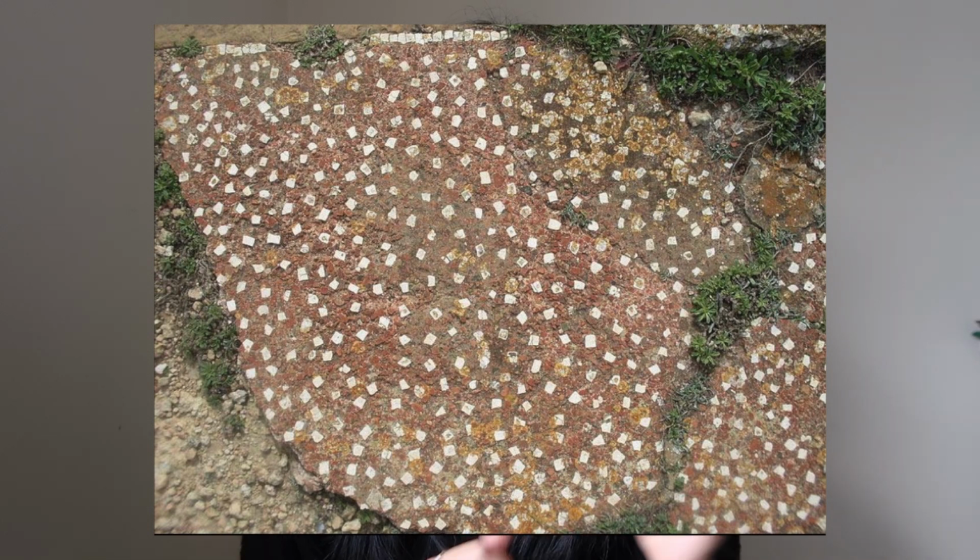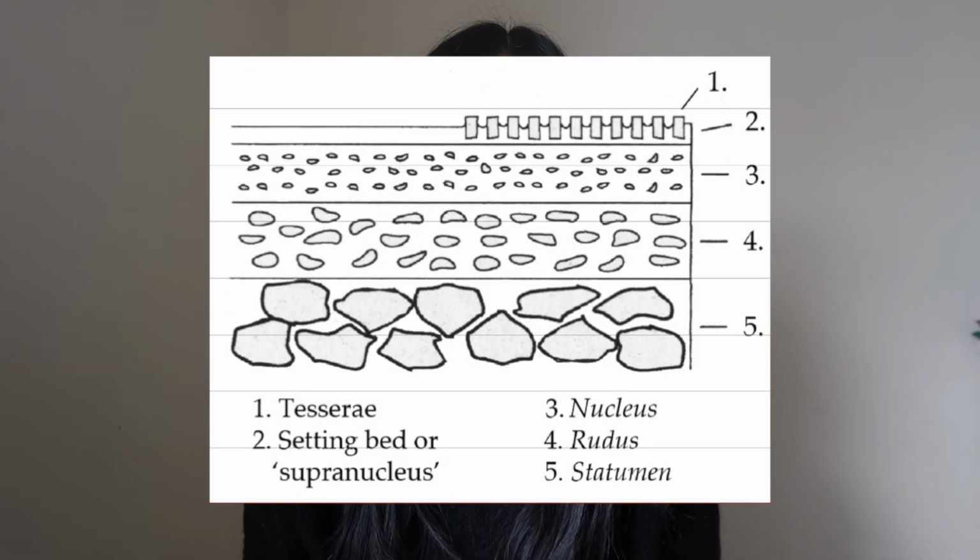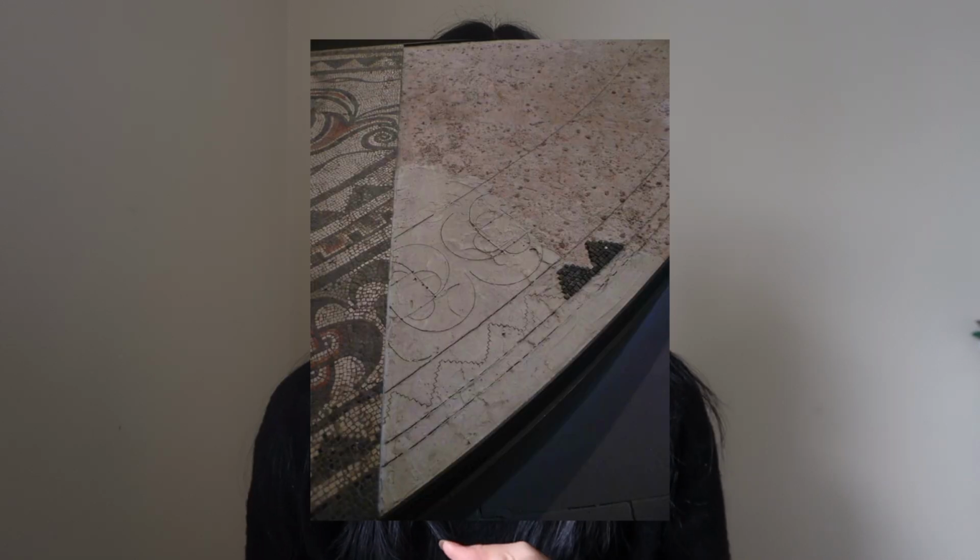How were these mosaics made? Mosaics were made by setting thousands and thousands of small pieces of stone, terracotta, glass, and other materials into mortar or plaster. And mosaics also had several layers, which gives us an impression of how expensive they would have been to commission. There were lots of different styles and techniques used to create mosaics.